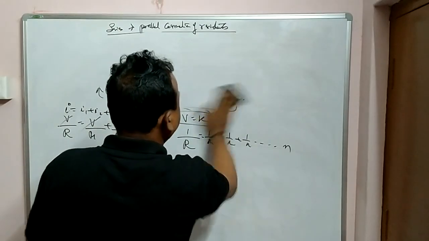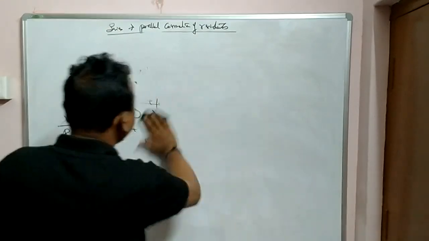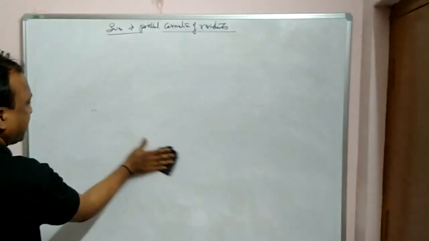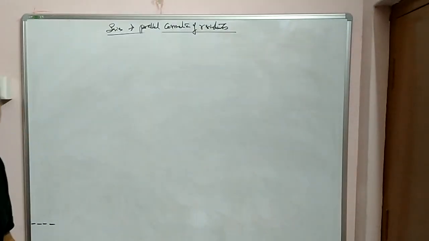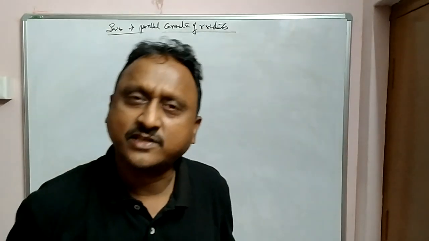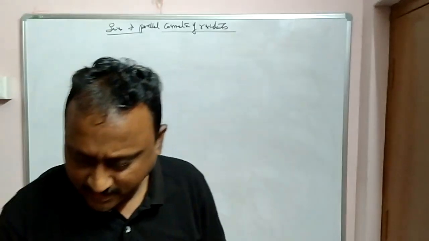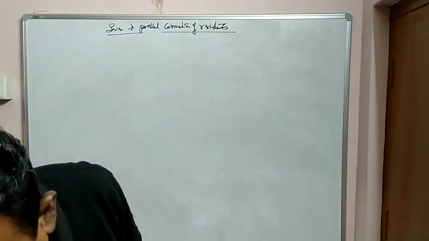Clear? Right. And please make a note, in parallel current is distributed, varied, and potential is constant, and in series connection current is constant and V is varying. These things you have to put in your mind, very very important.